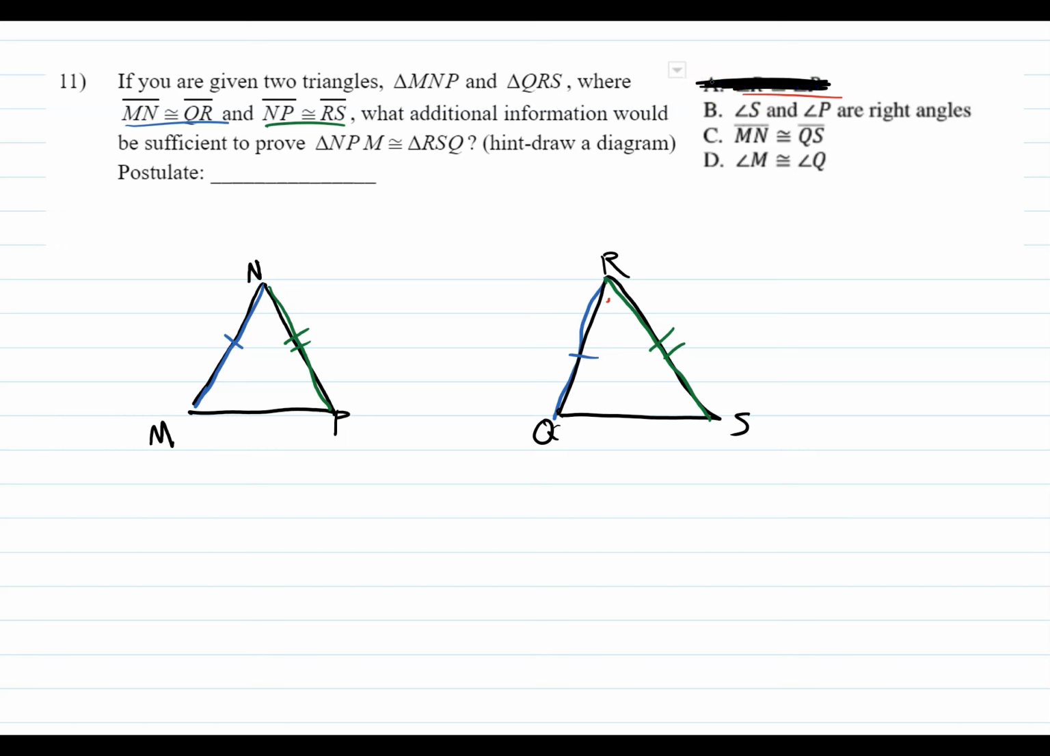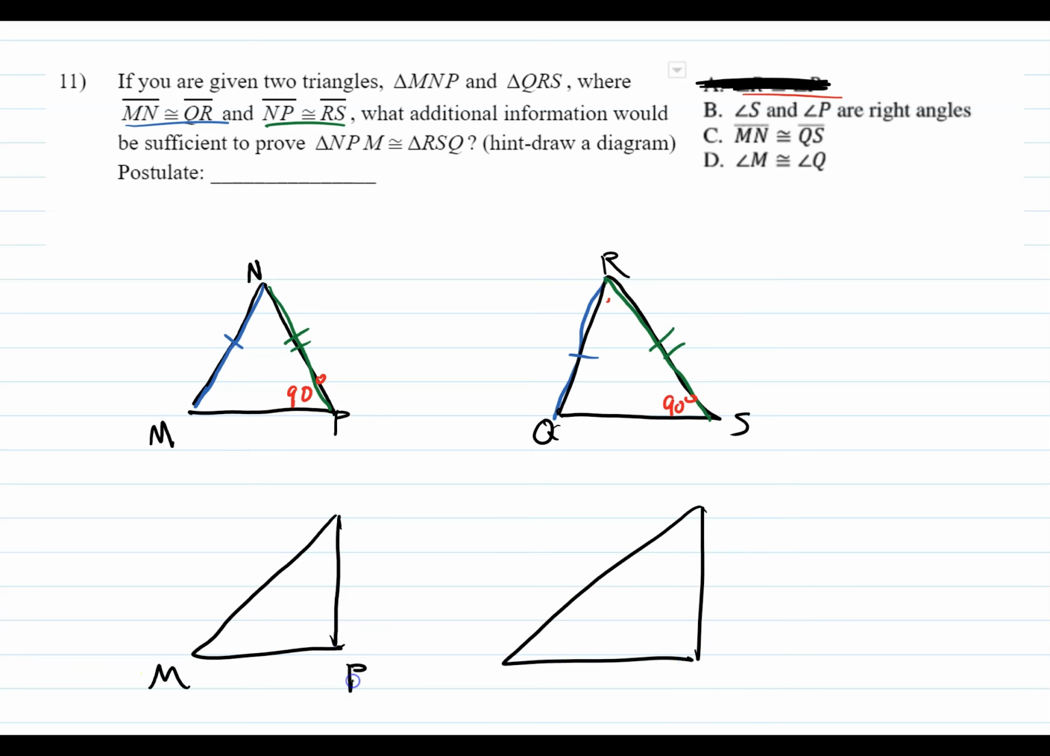Now let's try B. Angle S and angle P are right angles. So angle S is 90 degrees and angle P is 90 degrees. Let me redraw these triangles because now these are 90 degrees. So I want to make them look more accurate. So we have M, P, N, and Q, S, R. We still know that MN and QR are the same length as given. And we know that these two, NP and RS, are the same length. But now we know that P and S are both 90 degrees.